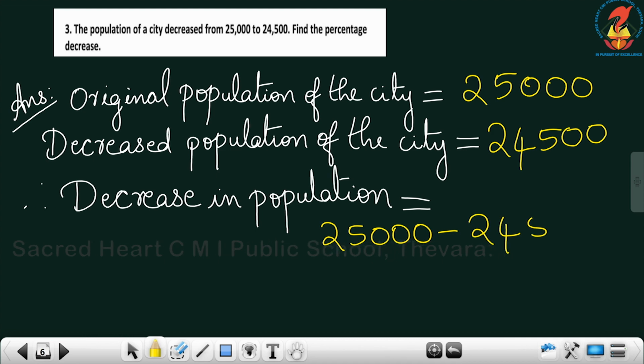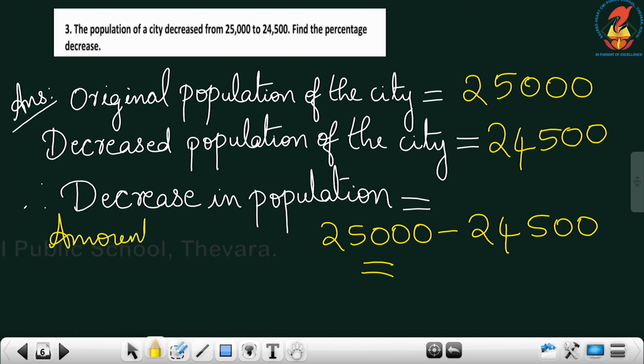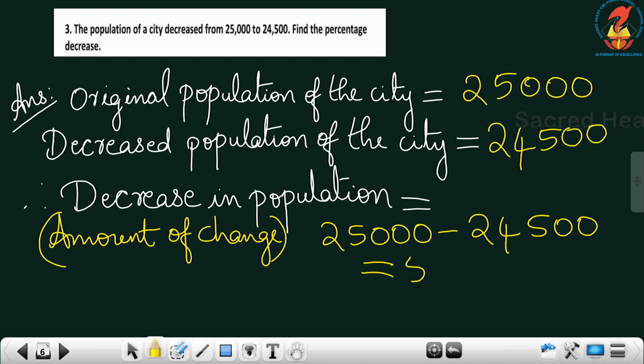minus 24,500. So here decrease in population, or you can write amount of change. What change happened? Decrease in population is the amount of change here. So 25,000 minus 24,500, what is the answer? 500.